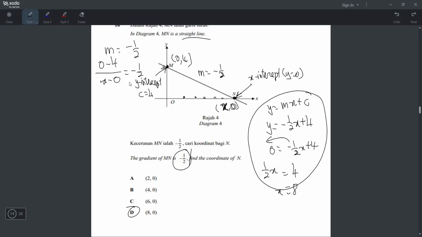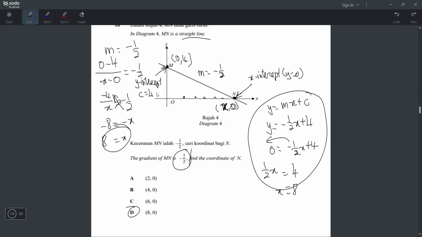Right? And trust me, if you do it like that also, you will get 8 later. Okay, I'll just show you quickly. 0 minus 4 is negative 4 over x equals negative 1 over 2. And then you cross multiply. 2 times negative 4 is negative 8. x times negative 1 is negative x. So x is 8. So as you can see, the answer is the same. So if you want to do it like that, can also.